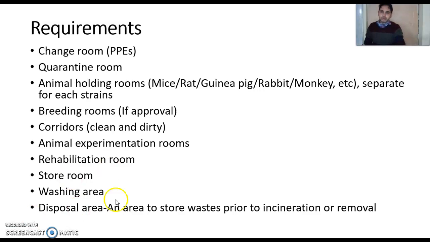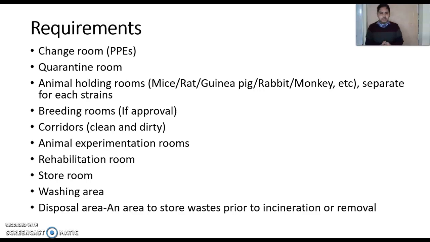You should also have a storeroom where you can store your feeding material, your cages, your water bottles, everything related to the animal house facilities. You should have a washing area where you can wash your cages, your water bottles, or whatever other things. You should also have a disposal area where you can store the animal waste prior to incineration or removal, so that you can keep it in a disposal area.